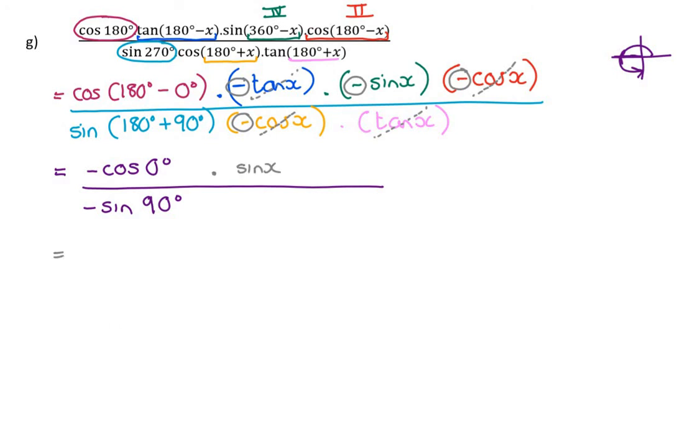Now a little bit of work here. It's cos of 0 is 1, so this is negative 1. Negative sine 90 is also negative 1. So those negative ones actually land up cancelling, and my answer is just sine x. Great. So those are pretty much all the examples that I could think of in terms of getting our basics of reduction really well done.